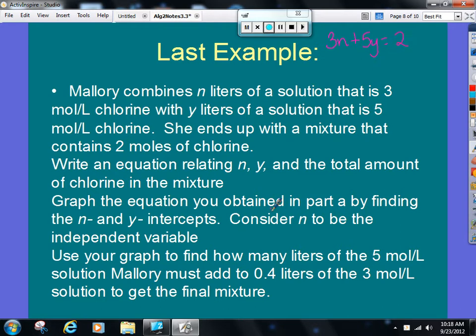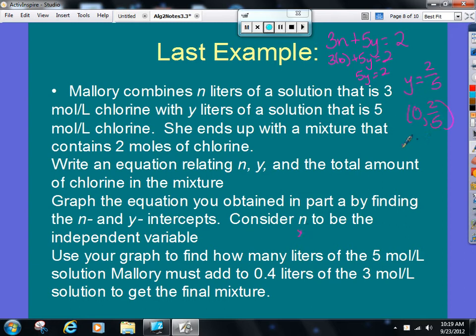They want us to graph this by finding the n and y intercepts. For the n and y intercepts, you let y equal 0 and n equal 0. Let's let n equal 0 first since it's on the left. Then I have 5y equals 2, so y equals 2/5. N is the independent variable, so that's the same as your x: (0, 2/5).